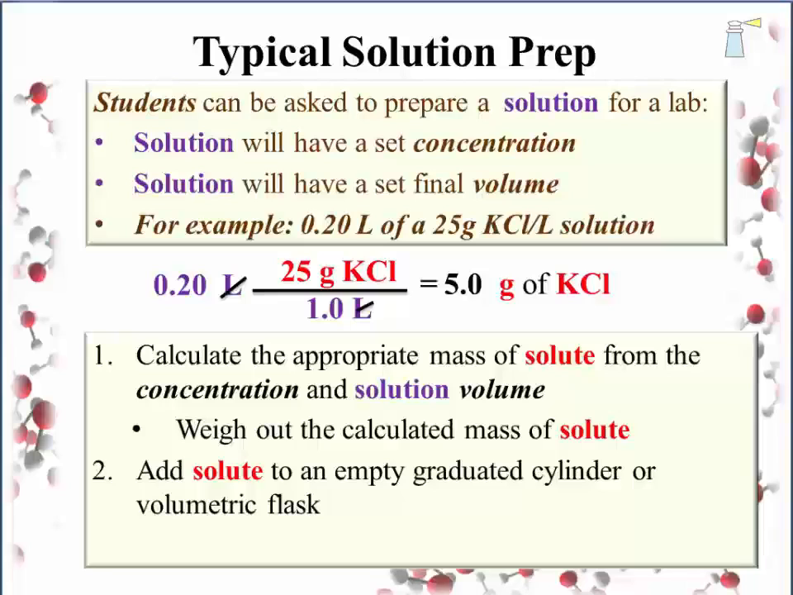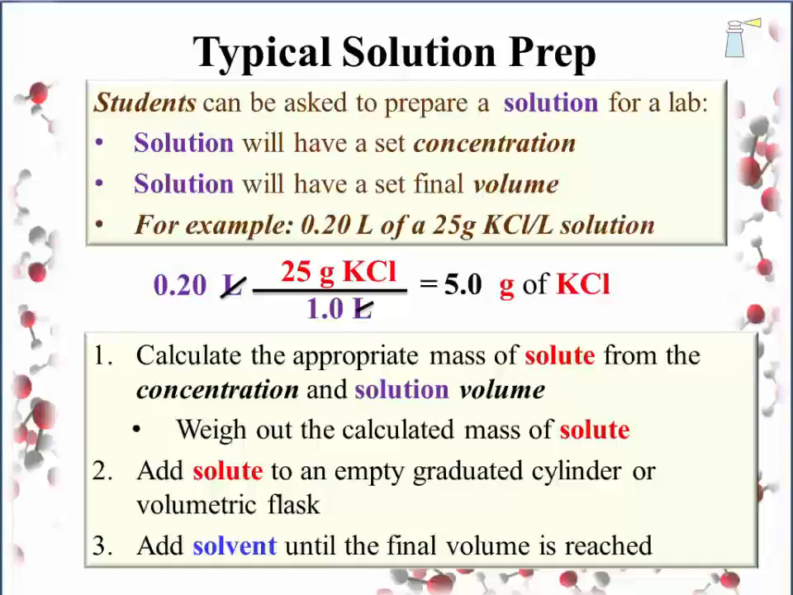A stir bar can be added here if the solution is on a stir plate. Finally, add solvent, water in this case, until the final volume is reached. Stirring is advised. This is a straightforward process, but focus is needed to prevent errors that may or may not be easily detected. That completes our concentration portion of the lecture.